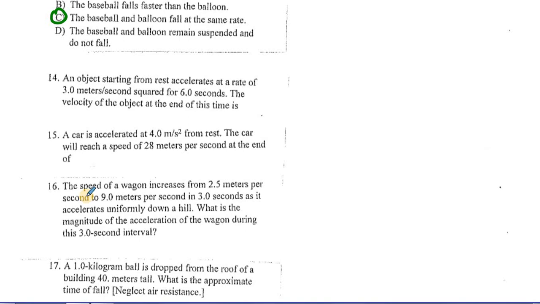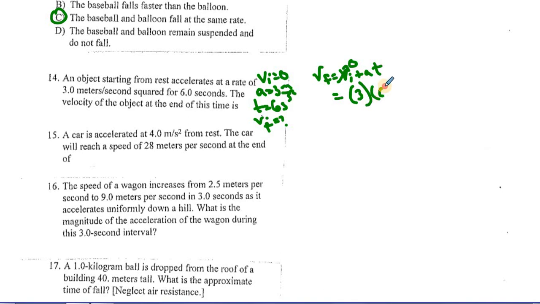It says an object starting from rest. So starting from rest, VI equals 0, accelerates at a rate of 3 meters per second squared for a time of 6 seconds. The velocity at the end, so the final velocity is what? So we have VF equals VI plus AT. And if we take the initial velocity, which is 0, we have A times T, we have 3 times 6, and that, of course, is 18 meters per second.